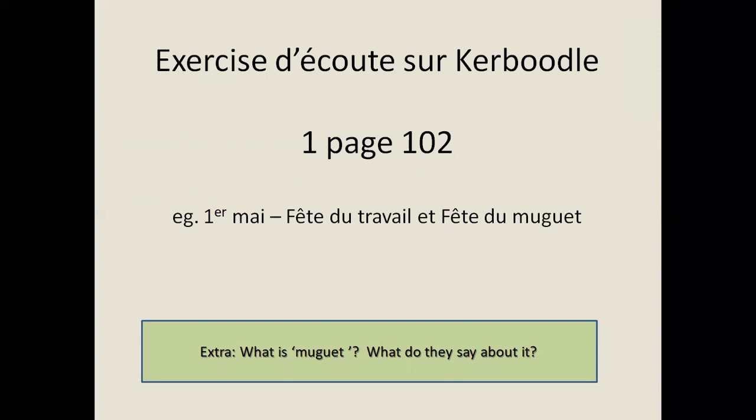Exercice 1, page 102. It's a listening exercise. I've put the example for the first answer. 1er mai is la fête du travail et la fête du muguet. For 1, 2, 3, 4, 5, you need to match the date with the right name for the celebration. Don't just write 1 matches D. Copy out the phrase for 1 and the phrase for D, like I've done on the slide.